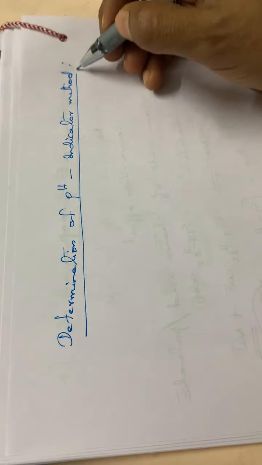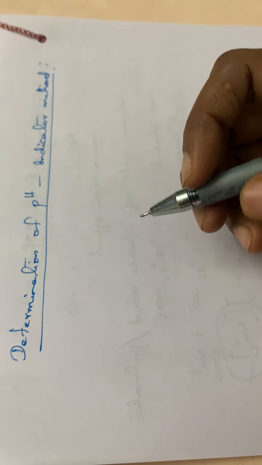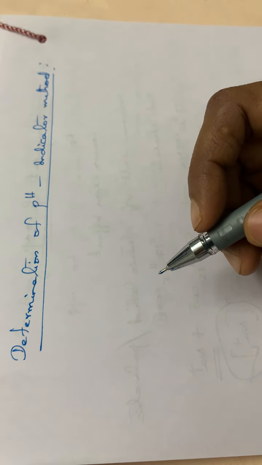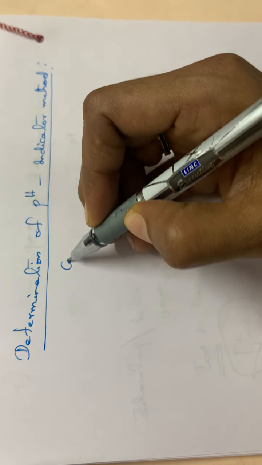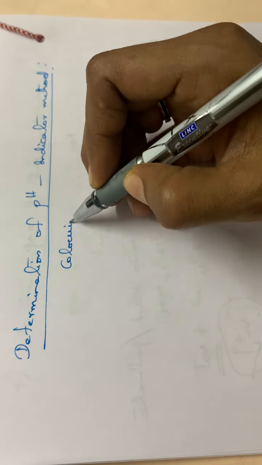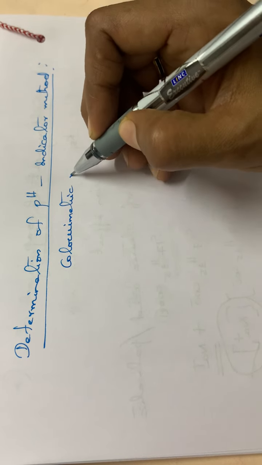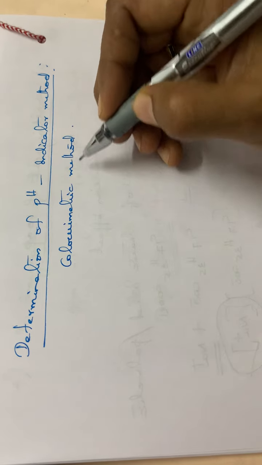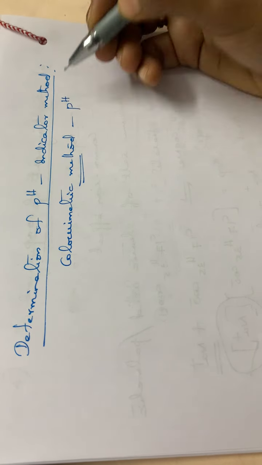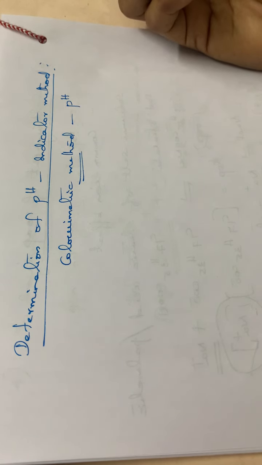Determination of pH by indicator method. This indicator method, or simply the colorimetric method, is the simplest method for determining the pH.